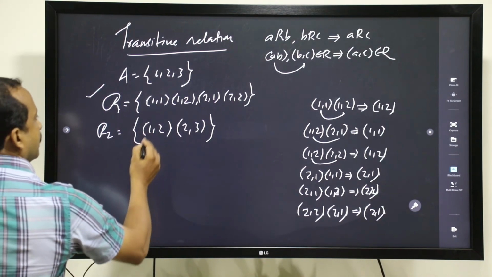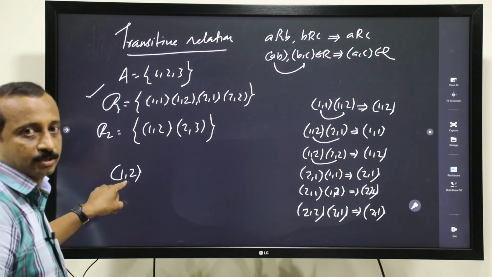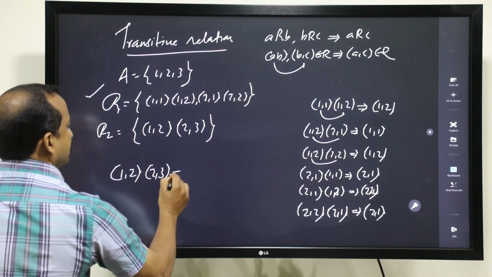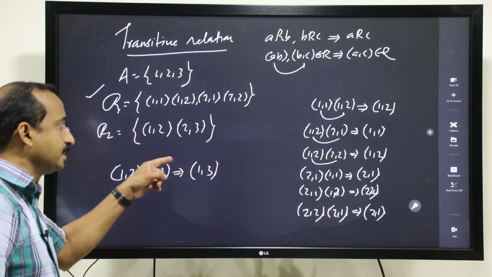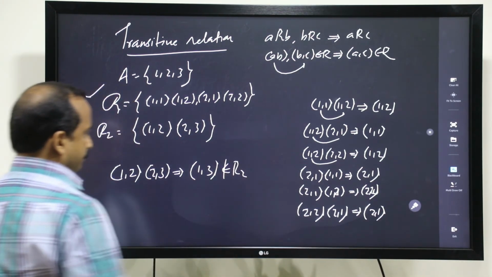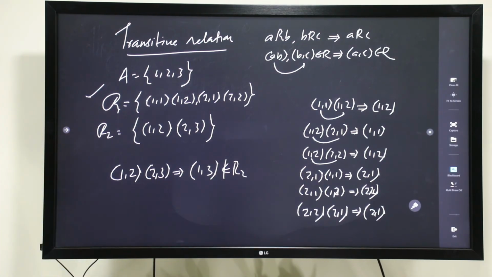Okay, here (1,2). To link (1,2), the y coordinate becomes 2, and we select the pair with x coordinate 2. The pair with x coordinate 2 here is (2,3). The new pair we get by linking is (1,3). But here (1,3) is not an element of R2, and therefore R2 is not transitive.